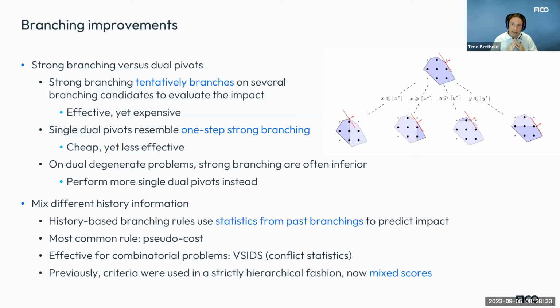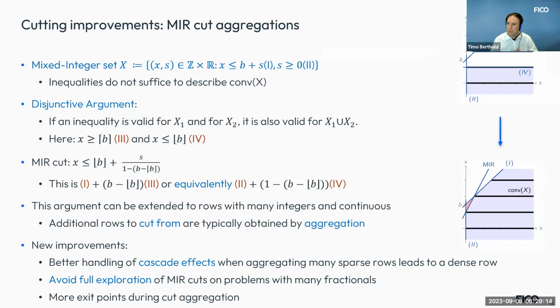So that's one branching improvement, and the other one is that we now got a different rule to mix different statistics of our branching rules, in particular history-based statistics, where one of the most common things are so-called pseudo costs, which tell you the impact on the objective function branching on a certain variable had in the past, and the so-called conflict statistics, which means how often a variable was involved in detecting an infeasibility. And these two were previously mixed in a very hierarchical fashion, and now we got a combination of these for branching. Well, a detail in the branching rule, but one that gives some nice performance improvements.